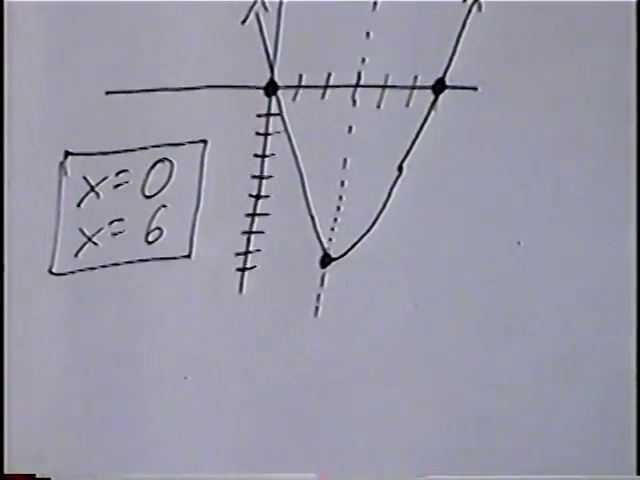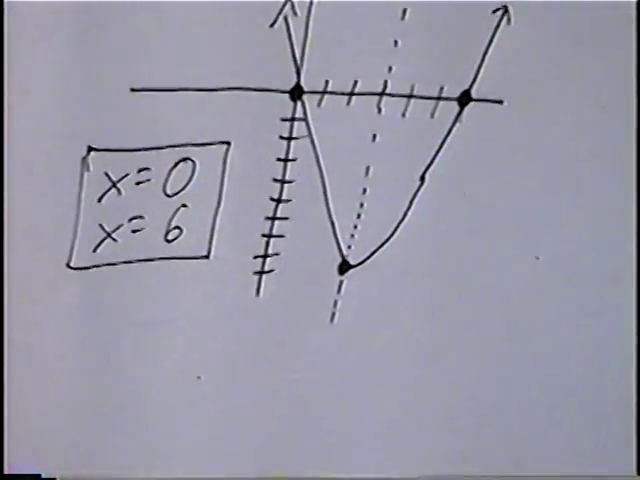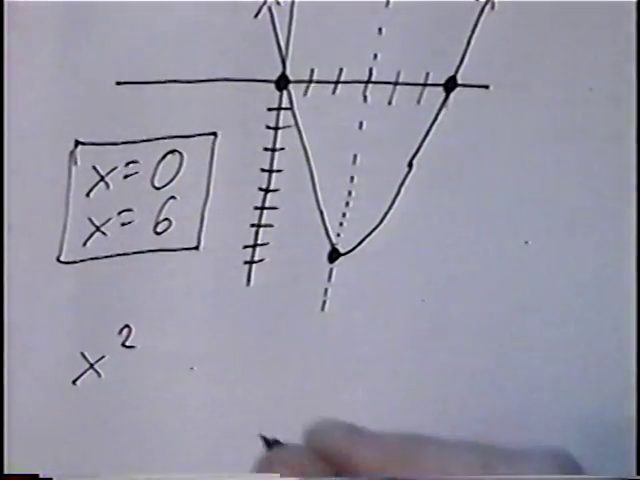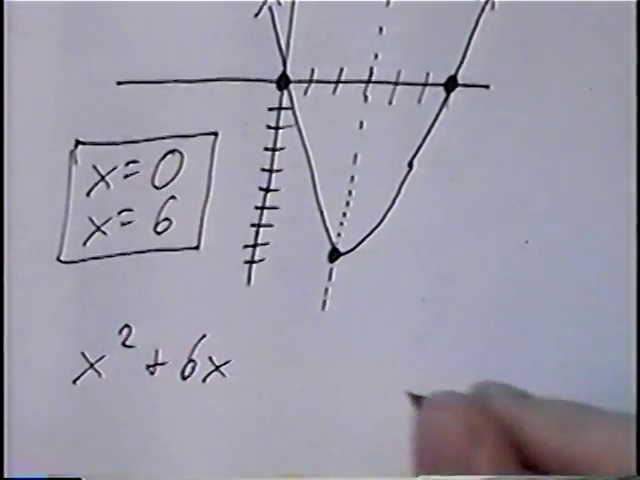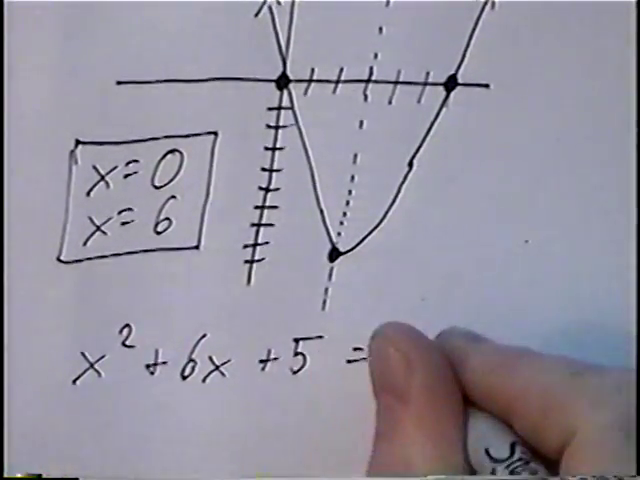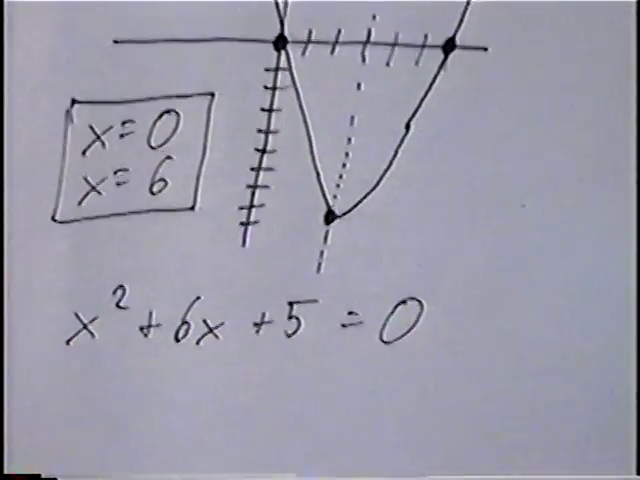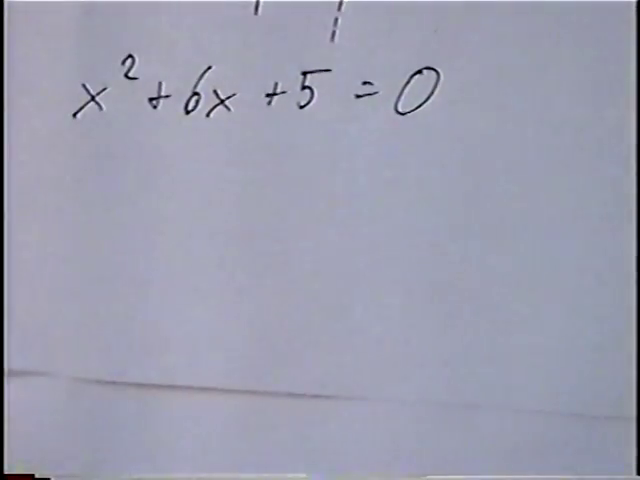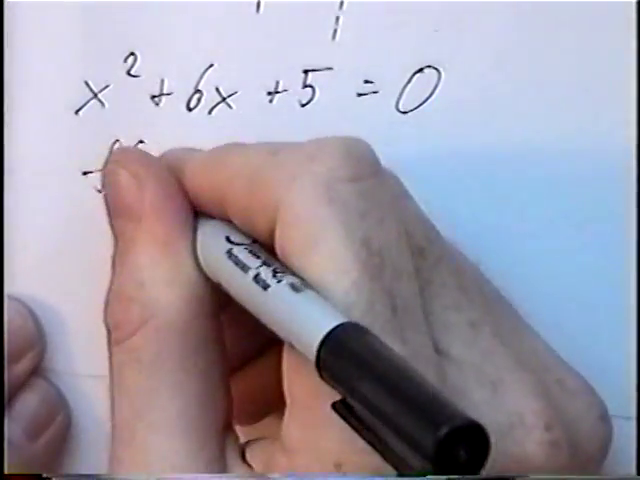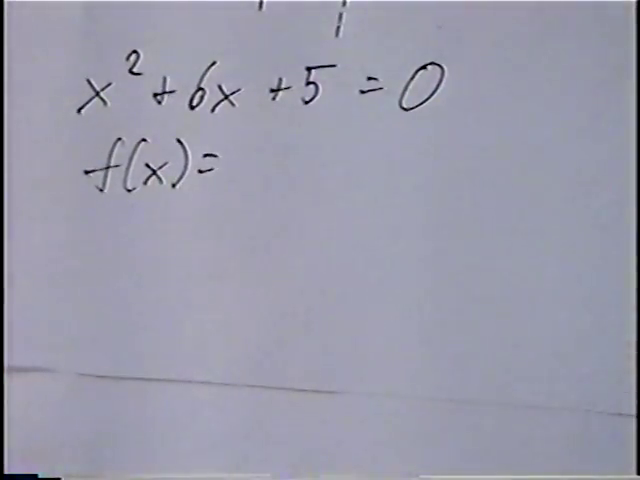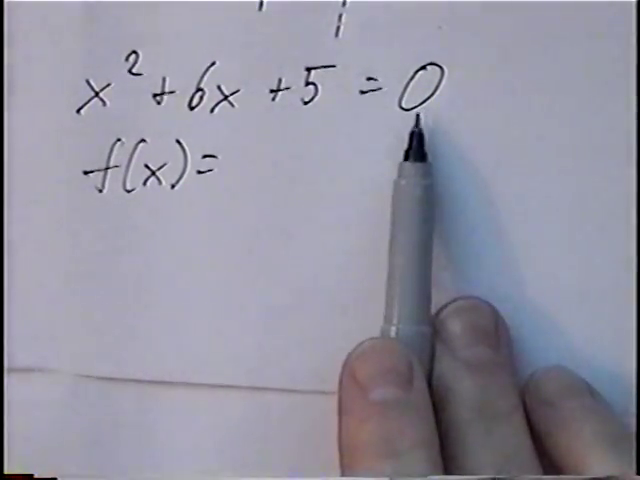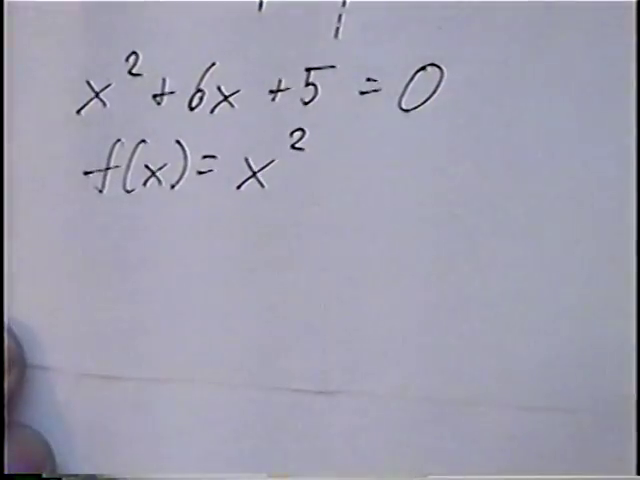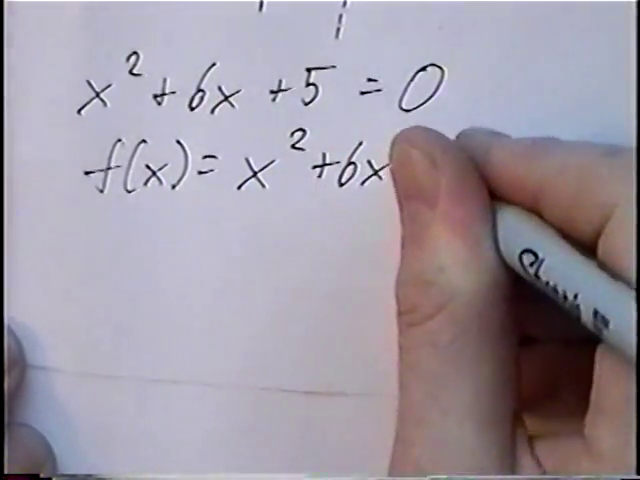Second question we'll solve, and last question for the section. The equation is x squared plus 6x plus 5 equals 0. Again, if you want to, you can rewrite this as an equation to graph, f of x equals. Since the equation is equal to 0, we'll just take the left-hand side. f of x equals x squared plus 6x plus 5.